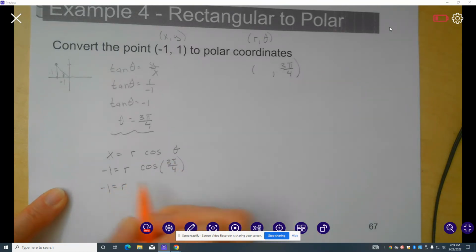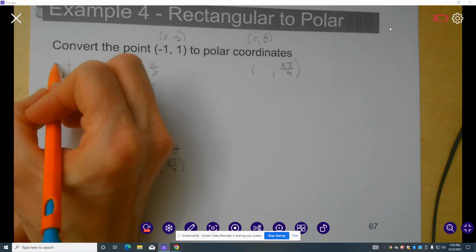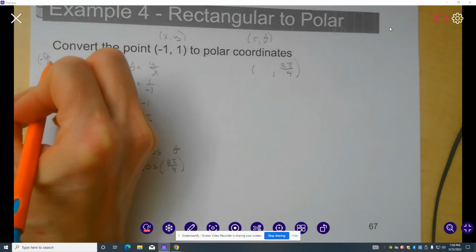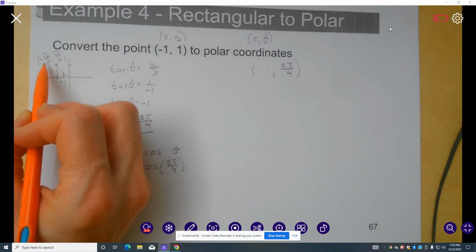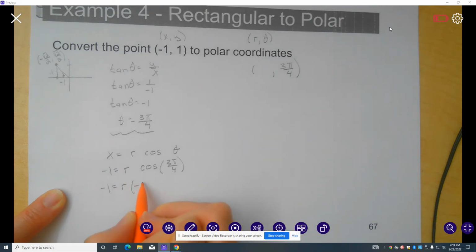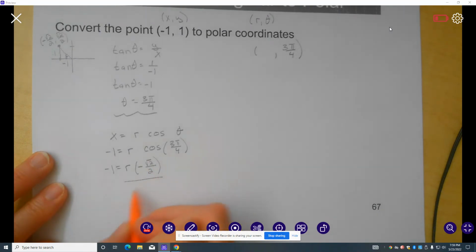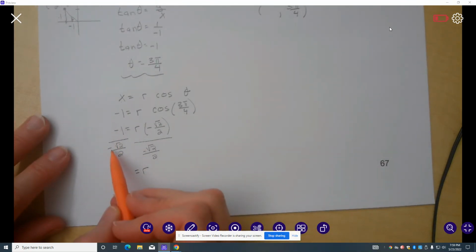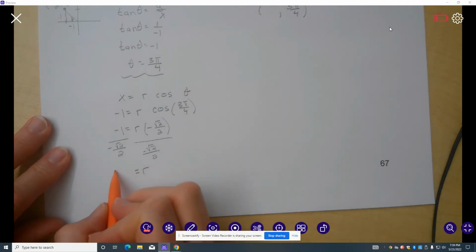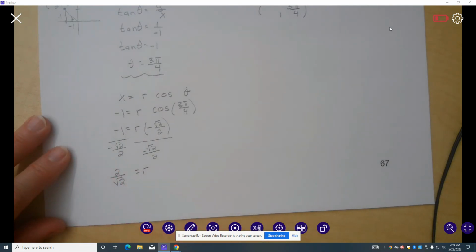So -1 equals r times the cosine of 3 pi over 4. The cosine of 3 pi over 4 is this coordinate point. They're pi over 4, so they're both square root of 2 over 2. The x is negative, the y is positive. Cosine is x, so this would be times negative square root of 2 over 2. So to get r by itself, I'm going to divide both sides by negative square root of 2 over 2. So over here, I'm going to have r. And here, two negatives are going to make a positive. If I do keep change flip, I'm going to end up with 2 over the square root of 2.